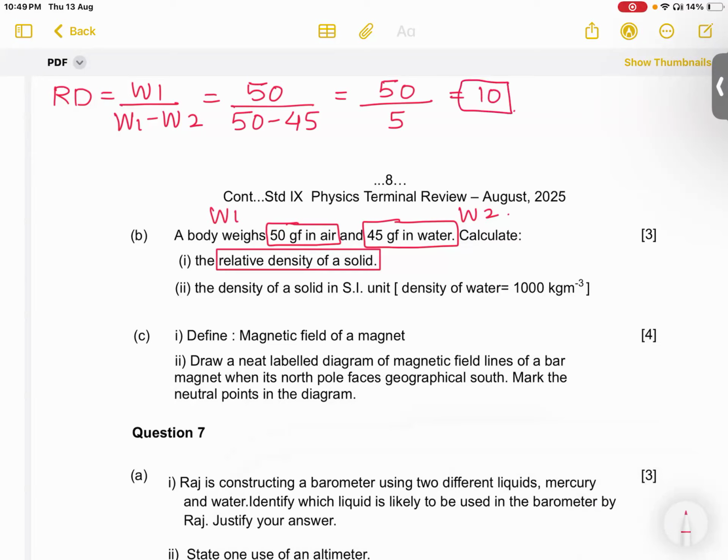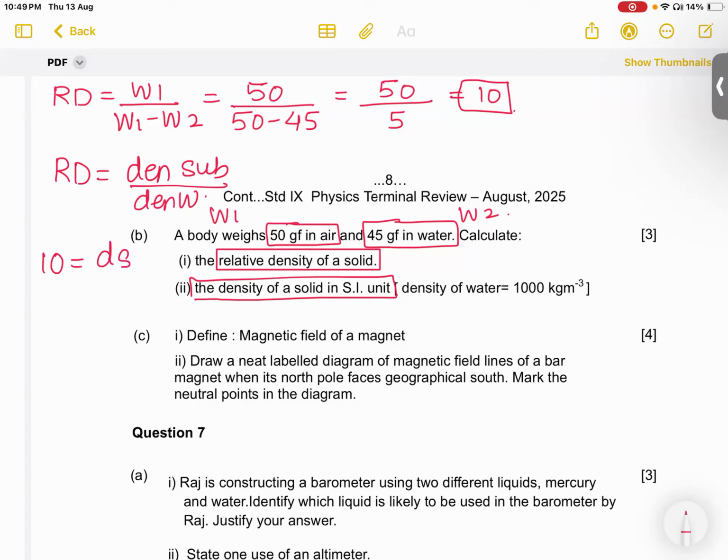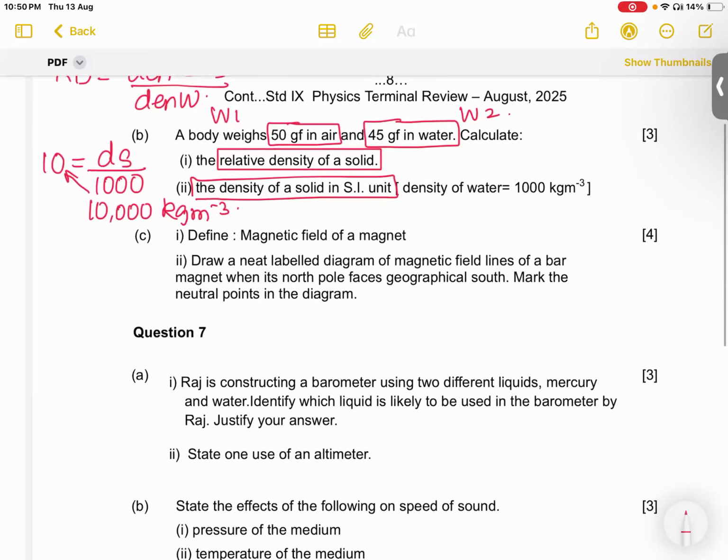The density of a solid in SI unit. So from relative density, I'll calculate density. I know that RD is equal to density of substance upon density of water. RD given to me is 10. The density of the substance I don't know, but the density of water is 1000. Shift this thing, so you get 1000 into 10, which is 10,000 kg per meter cube. Easy? Great.